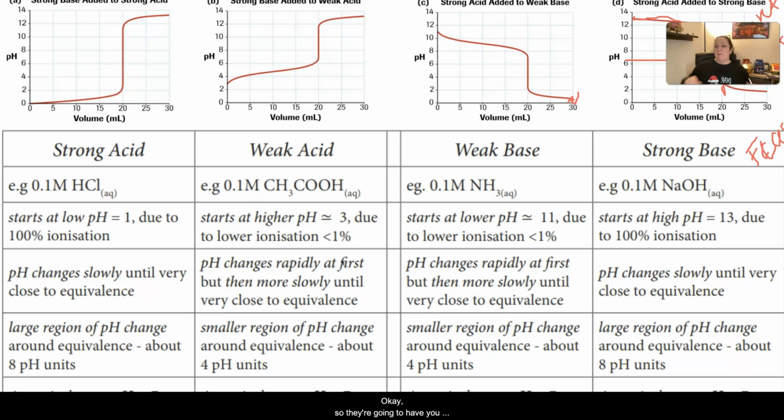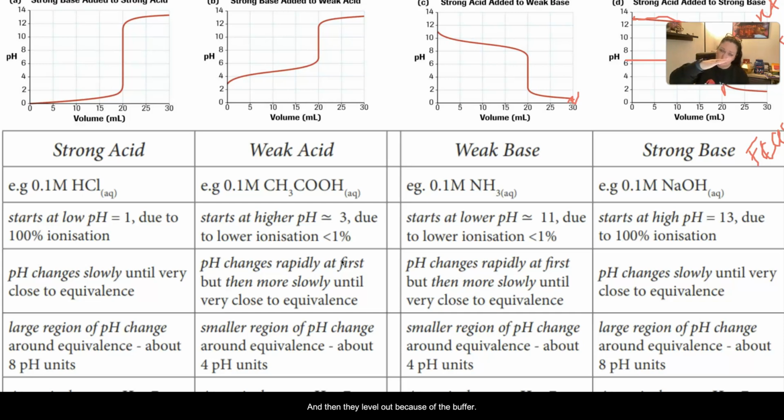Okay. So they're going to have you analyze these graphs in multiple choice. Easy. They're going to give you a bunch of graphs and you've got to pick out which one is which. There you go. They can ask you to draw. On the short answer, be able to draw these. Be able to have those points.